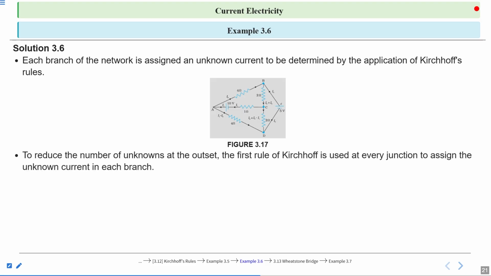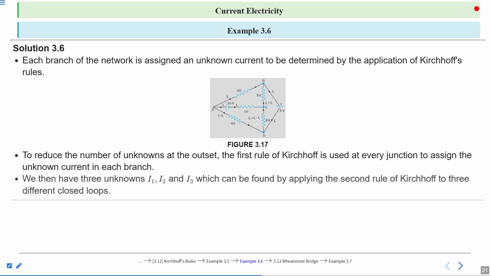To reduce the number of unknowns at the outset, the first rule of Kirchhoff is used at every junction to assign the unknown current in each branch. So to reduce the number of unknowns, we use Kirchhoff's current law. We then have three unknowns I1, I2, I3, which can be found by applying the second rule of Kirchhoff to three different closed loops. Now we are going to use Kirchhoff's second law also. We use two rules of Kirchhoff in one problem.